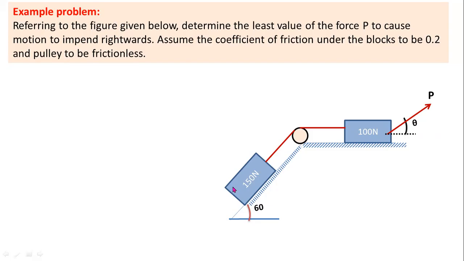Here there are two blocks. First one is 150 newtons block and the other one is 100 newtons block. These two blocks are connected through a string.